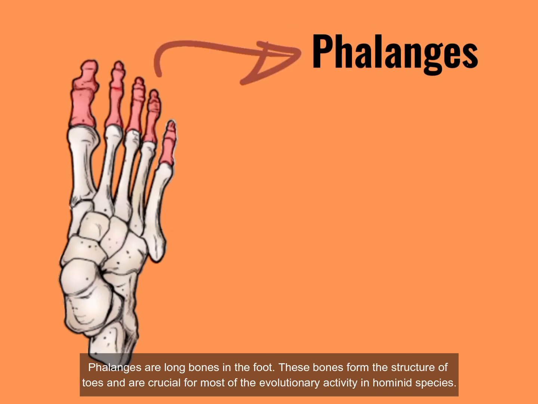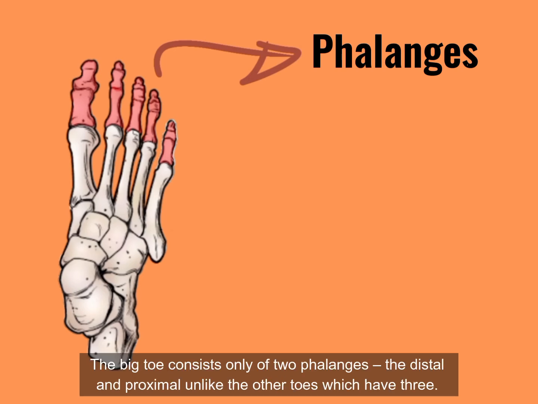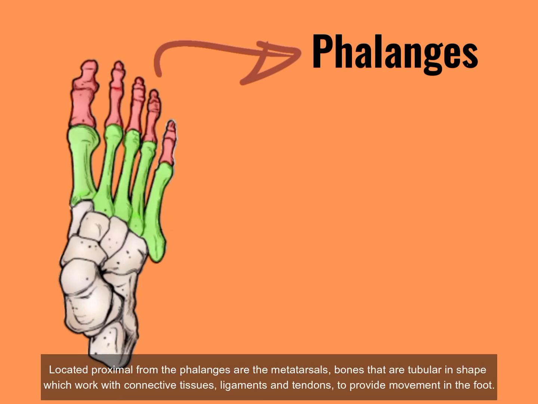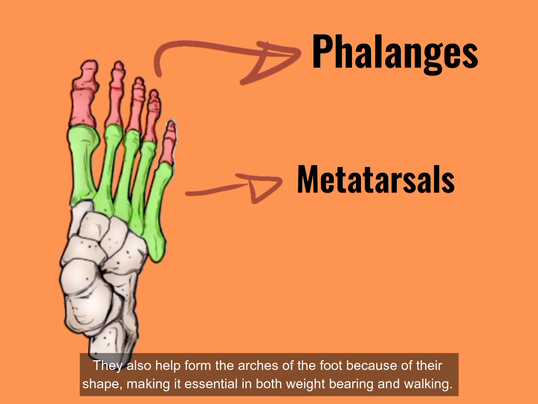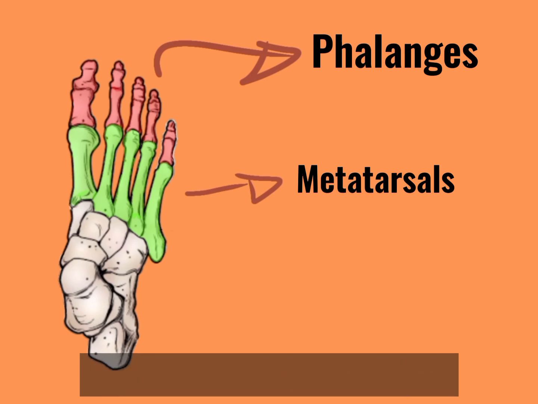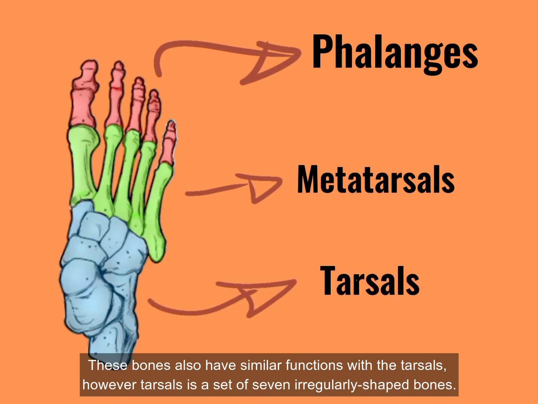Phalanges are long bones in the foot. These bones form the structure of toes and are crucial for most of the evolutionary activity in hominid species. The big toe consists only of 2 phalanges, while the other toes consist of 3. Located proximal from the phalanges are the metatarsals. These are the bones that are tubular in shape, which work with connective tissues, ligaments, and tendons, and provide movement in the foot. They also help form the arches of the foot because of their shape, making it essential in both weight bearing and walking. These bones also have similar functions with the tarsals.